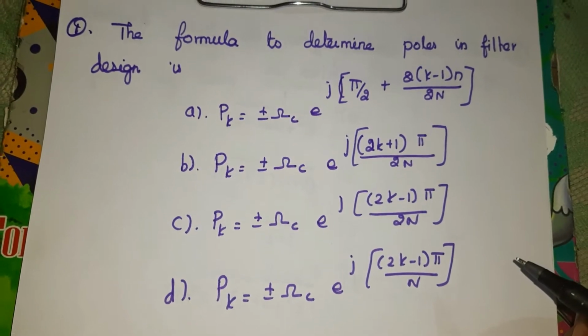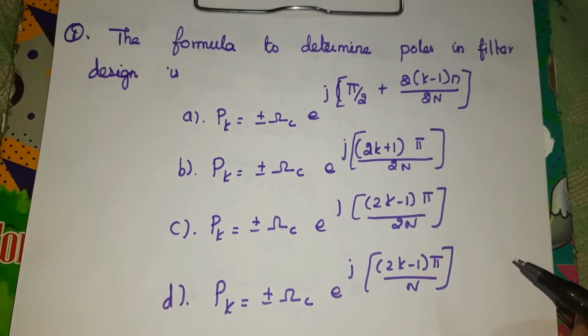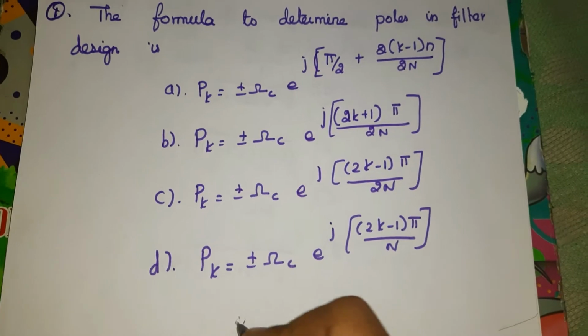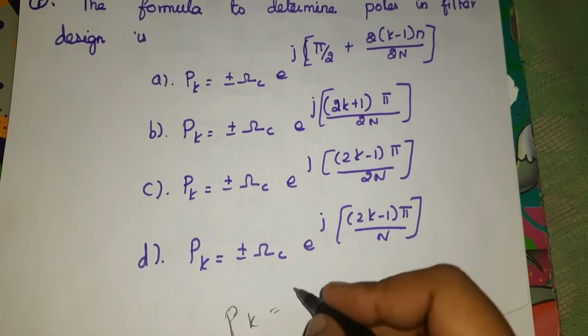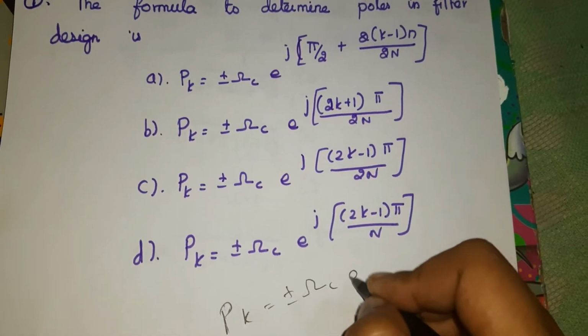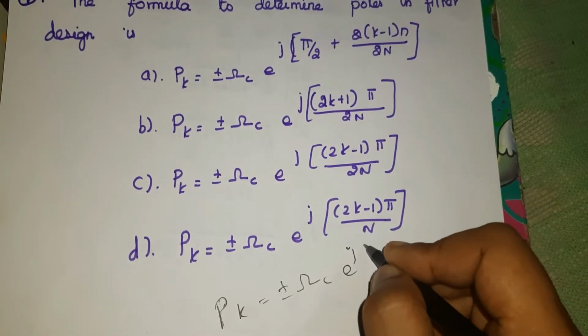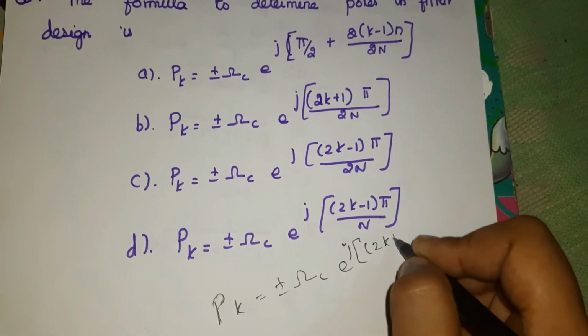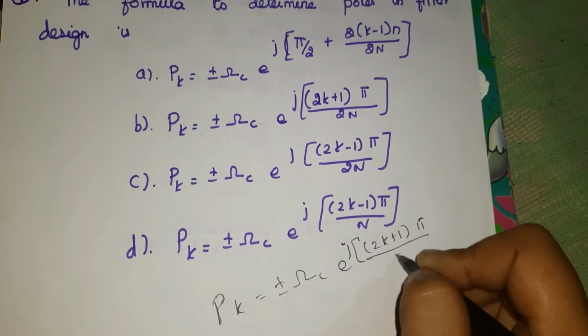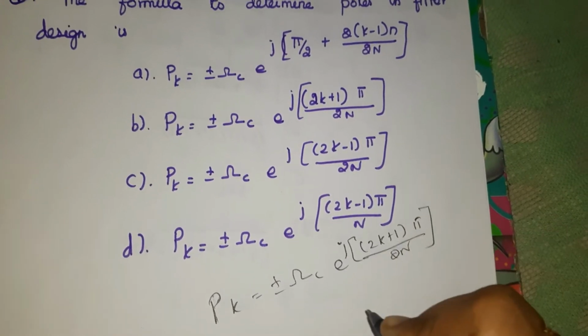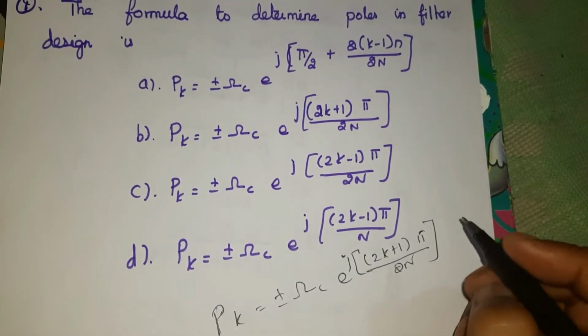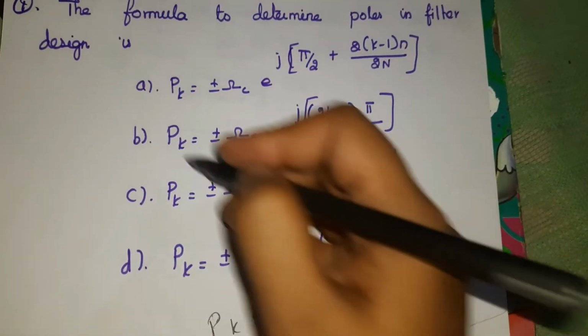First question, the formula to determine poles in filter design is Pk equal to plus or minus omega c e power j (2k plus 1) pi divided by 2n, and this is the formula to determine the poles in digital filter design. So the answer here is B.